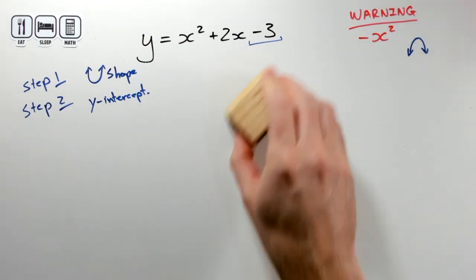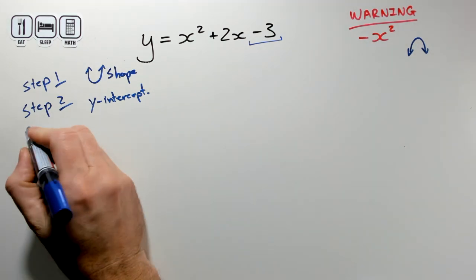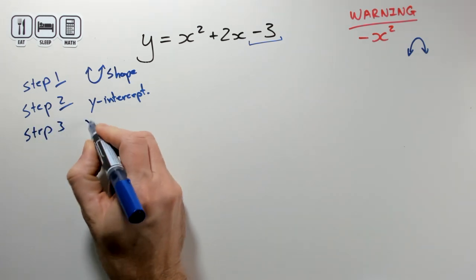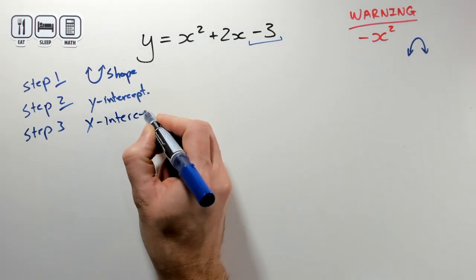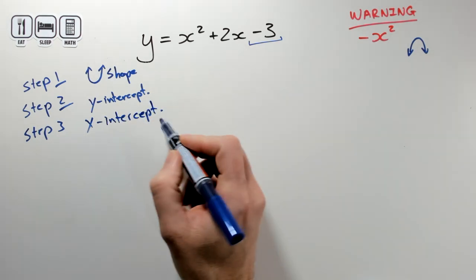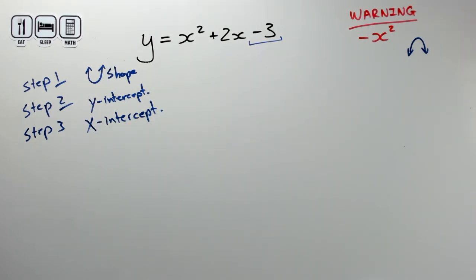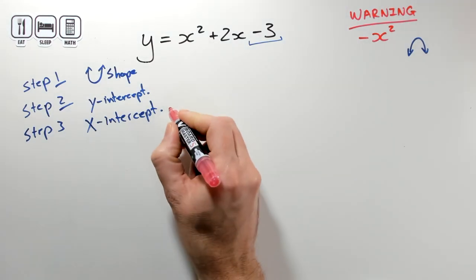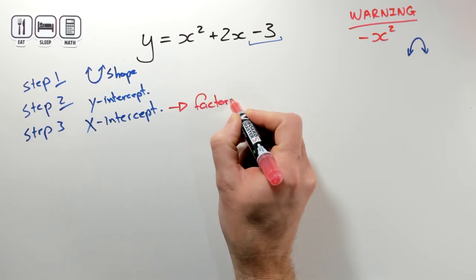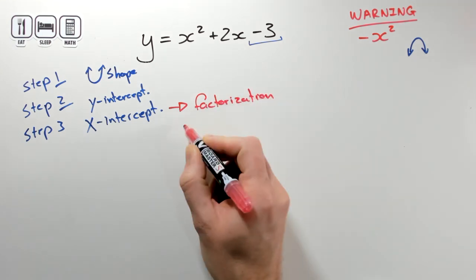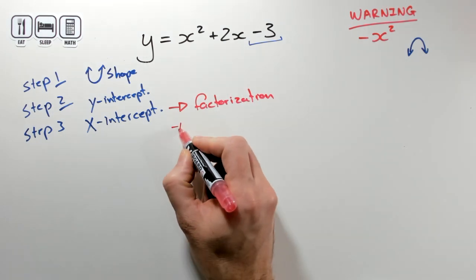So let's just take this off, and we'll write step 3. Step 3 is going to be the x-intercepts. And how do I get the x-intercept? Well, you learned a couple of ways of getting this, and now, finally, we're going to use that information. So the first one is factorization. I'll always try that first because it's kind of the easiest.